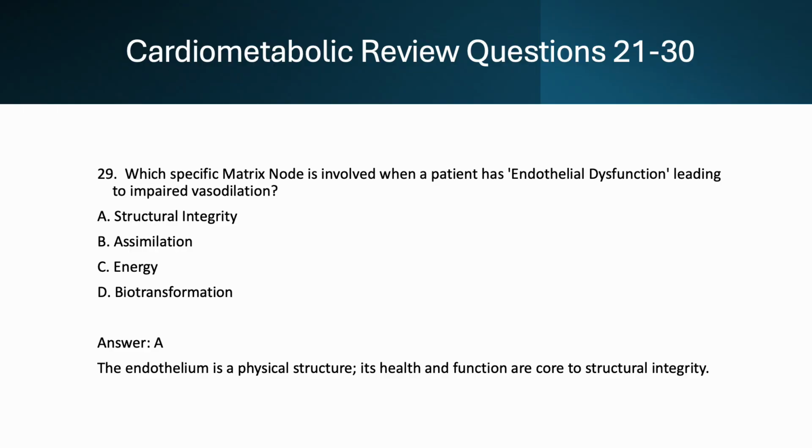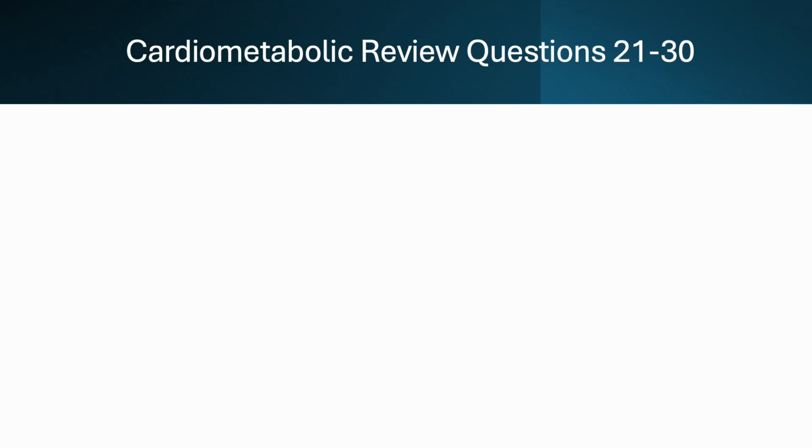So endothelial dysfunction reflects impaired function of the vascular lining. And because the endothelium is a physical structure within the blood vessel wall, this condition falls under the structural integrity node of the functional medicine matrix. B is incorrect because assimilation node relates to digestion and nutrient absorption. C is incorrect because the energy node involves mitochondrial metabolism and ATP production. D is incorrect because biotransformation node refers to detoxification and liver metabolism. So overall, the correct answer is A, structural integrity.